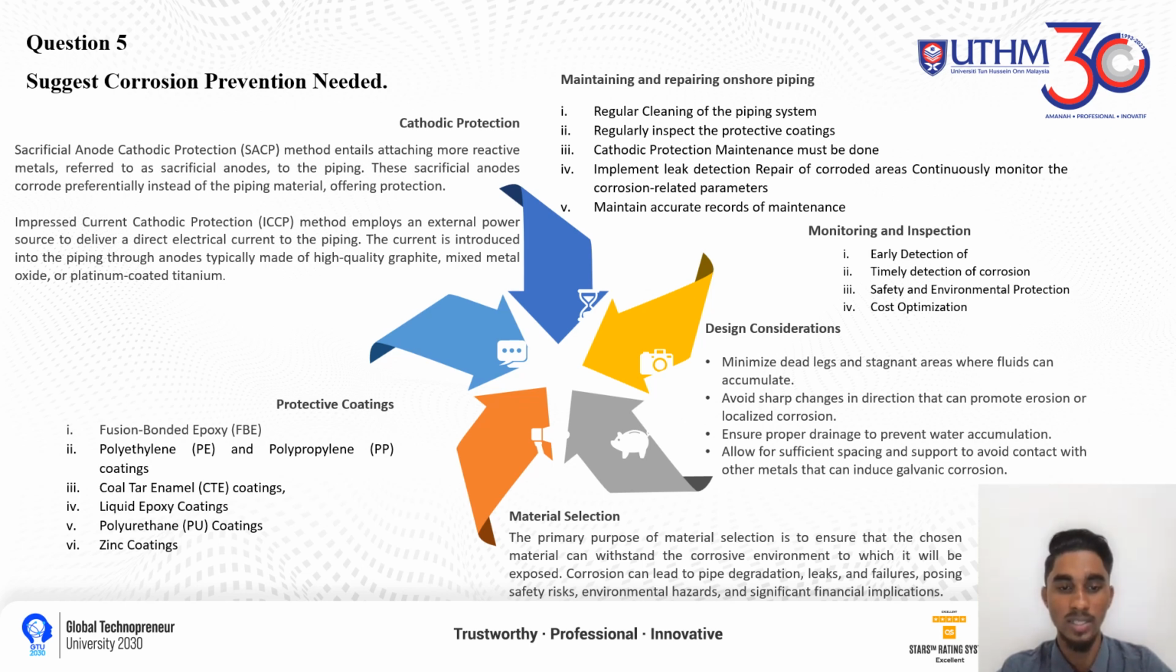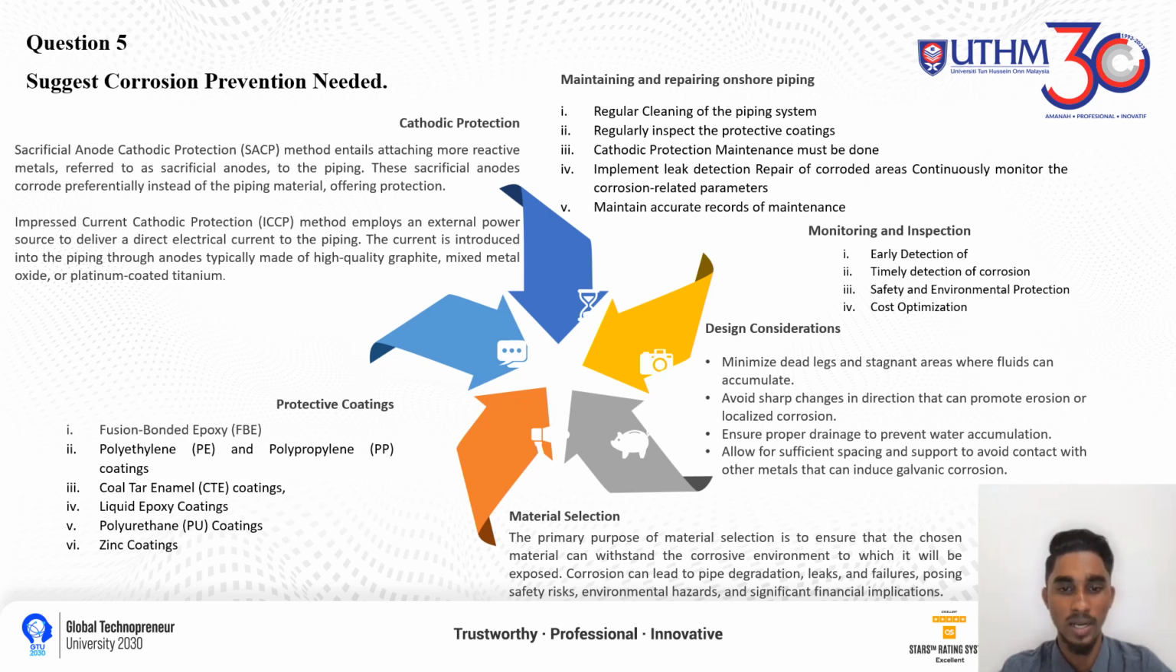Over time, the sacrificial anodes gradually corrode and necessitate periodic inspection and replacement. So the second type is the impressed current cathodic protection method, which employs an external power source to deliver a direct electrical current to the piping. The current is introduced to the piping through anodes typically made of high quality graphite, mixed metal oxide or platinum coated titanium. These anodes are distributed along the pipeline and connected to a power supply.